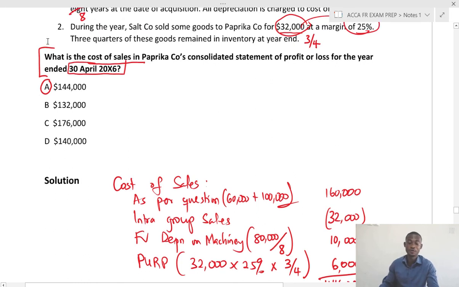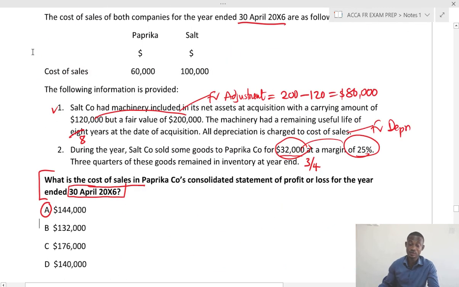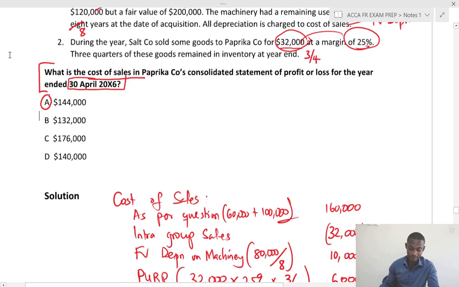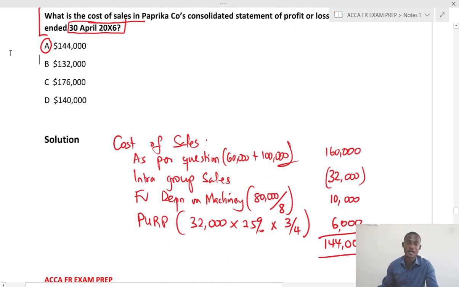So this is how we do the various adjustments, particularly for the unrealized profit. But the good thing is that in this question, we have a fair value adjustment to deal with. So in the consolidated P&L, the consolidated cost of sales would have to take account of all of these adjustments.